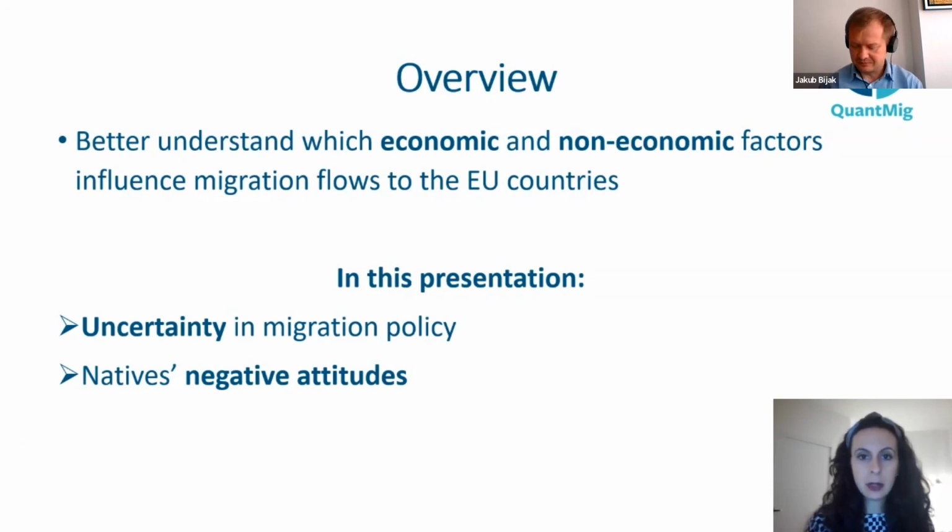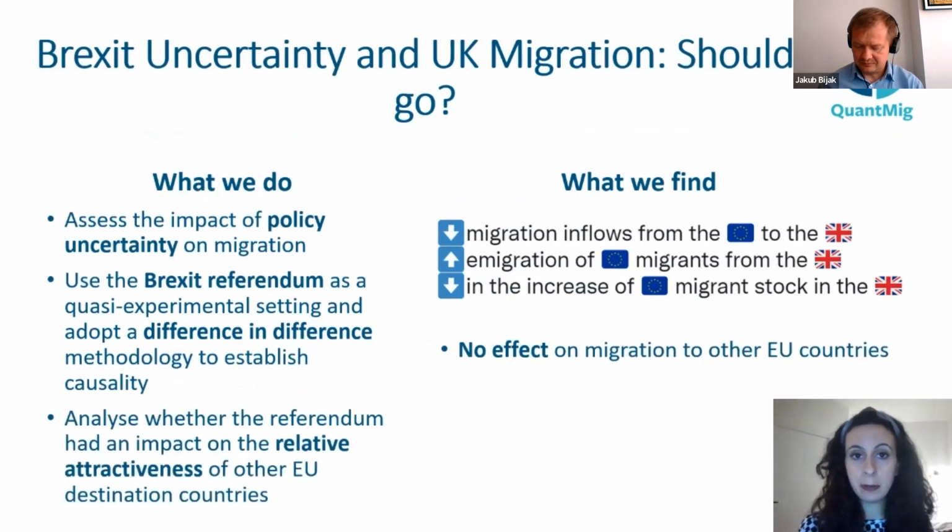In this presentation, I will focus on the 2 issues that we have tackled so far. The first one is to understand how uncertainty in migration policy may influence migration. And the second one is to analyze the role of natives' negative attitudes. Our first deliverable is focused on uncertainty and assesses the impact of policy uncertainty on migration flows. We use the Brexit referendum as a quasi-experimental setting and implement a difference in difference strategy that allows us to establish a causal relationship between policy uncertainty and migration.